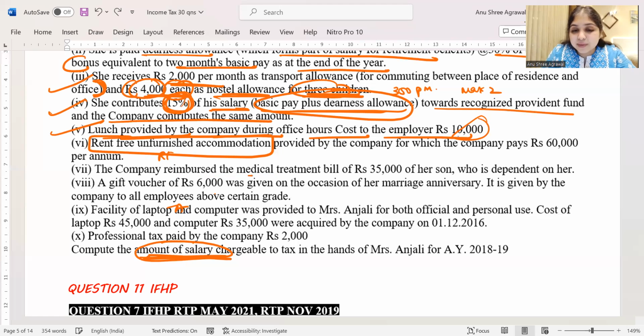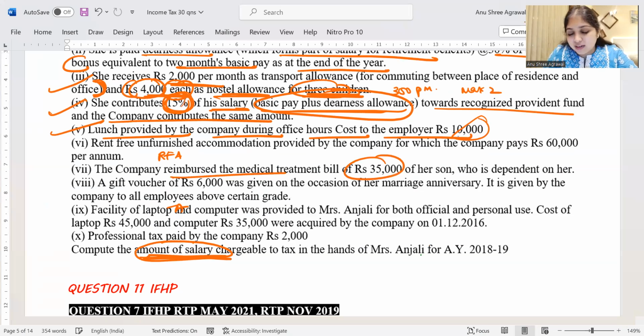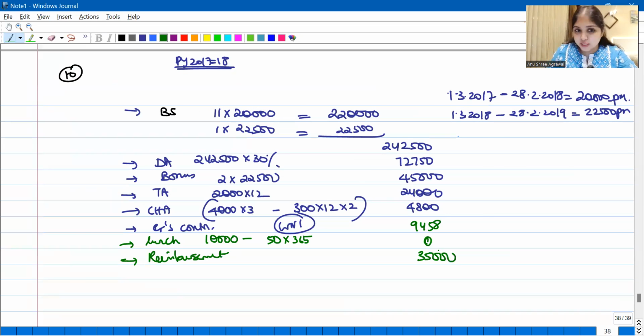Then company reimbursed medical treatment bill of 35,000 of her son who is dependent on her. Medical bill reimbursement, guys. Tell me, is it in a government hospital? Tell me, is it in a hospital which is recommended by the Chief Commissioner of Income Tax? Is it in a hospital which is owned and maintained by the employer? No. So therefore, this reimbursement, what's going to be the tax treatment? This reimbursement is going to be fully taxable. The amount is 35,000. It's going to be fully taxable.